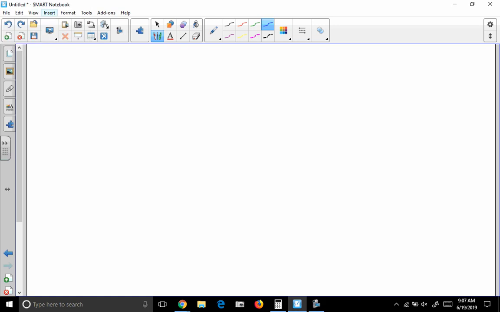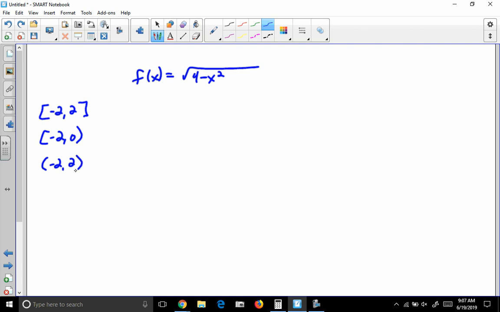All right, let's do another. Let's look at f of x equals the square root of 4 minus x squared. And let's find the extrema on the interval -2 to 2. -2 to 2 open on both ends, and 1 to 2. So let's find the extrema on each of these intervals.